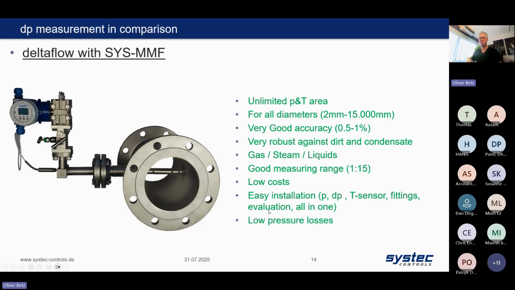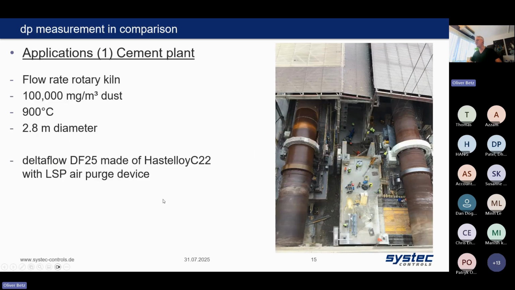Last but not least, low pressure losses. So time is passing. I will go a little bit faster now about the application. Here's a nice application in a cement plant after the rotation ovens. We have here 100,000 milligrams, so 100 to 150 grams dust, which is extraordinarily high, 900 degrees Celsius and 2.8 meter diameter. The probes are since many years in operation with no issue.